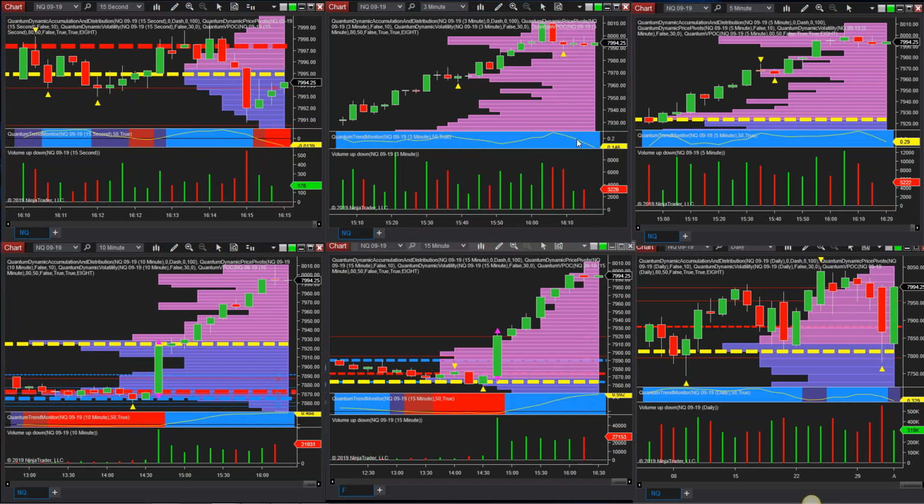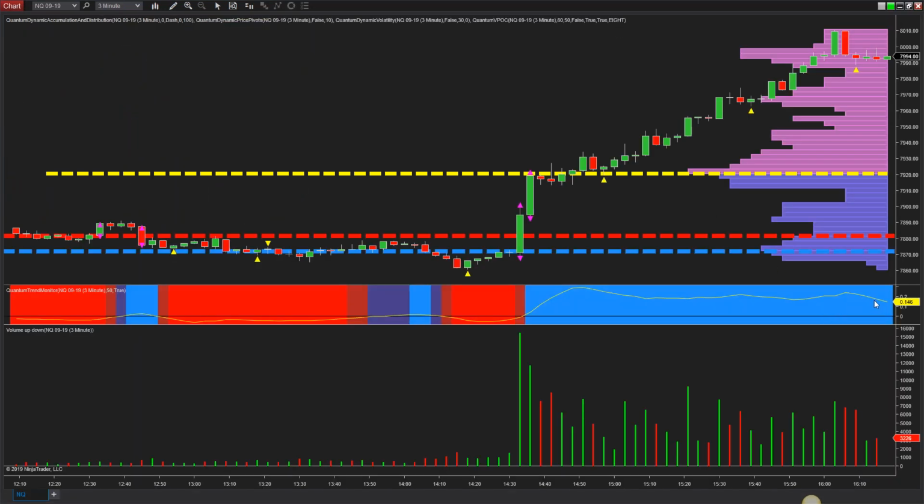No change on the trend monitor yet. We may well expect to see some if this carries on for another bar or two. Then we may also start to see a transitional color coming in. You can see the trend line is starting to flatten off.